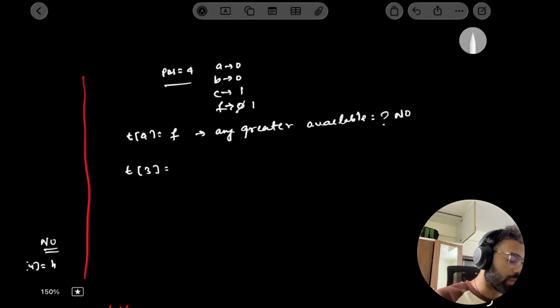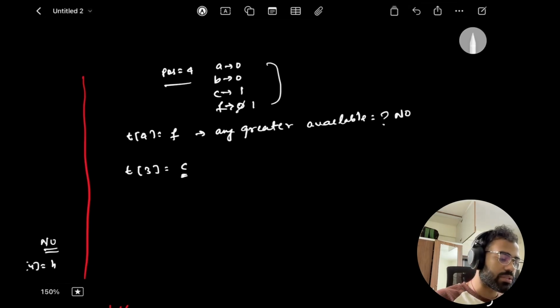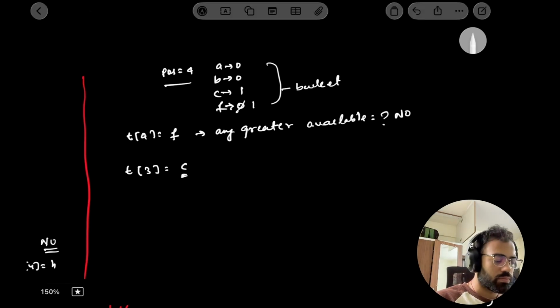Now come to T of 3, which is C. Now can you find a character which is greater than C in my above bucket? In this bucket. So just greater than C.